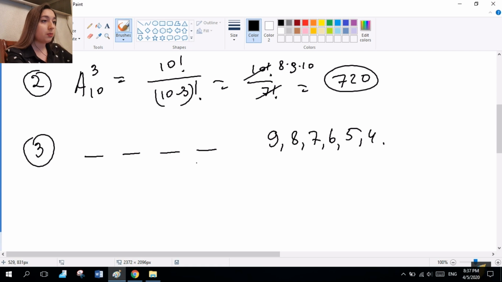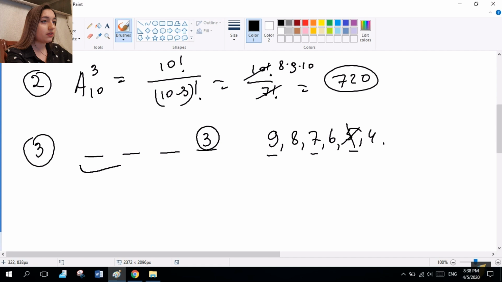So in order for a number to be odd, the last digit should be odd. Here we only have three odd numbers, which are 9, 7, and 5. So it means that in the last position we have 3 variants. For example, let's say it was 5. Now we have 5 numbers left.